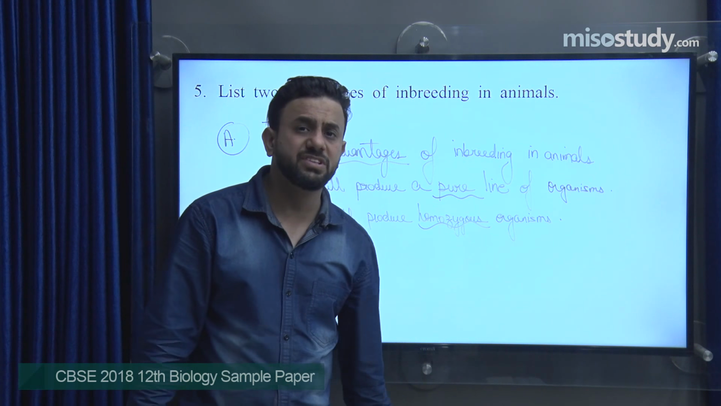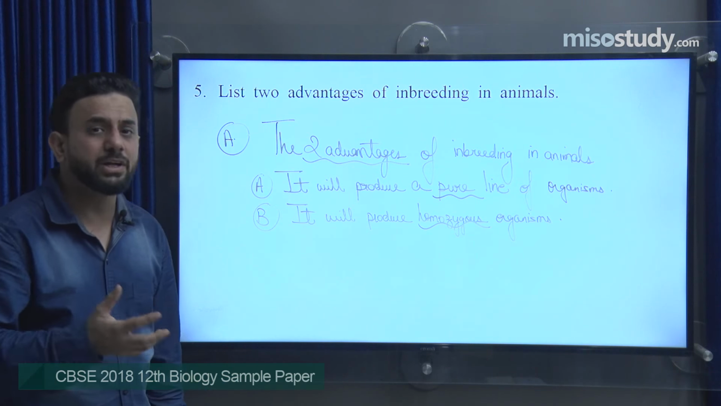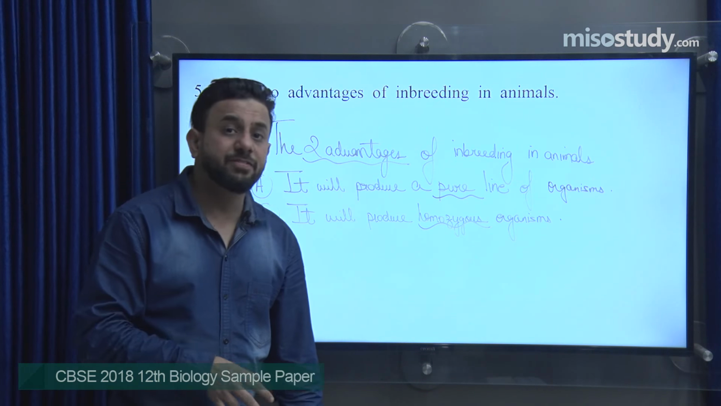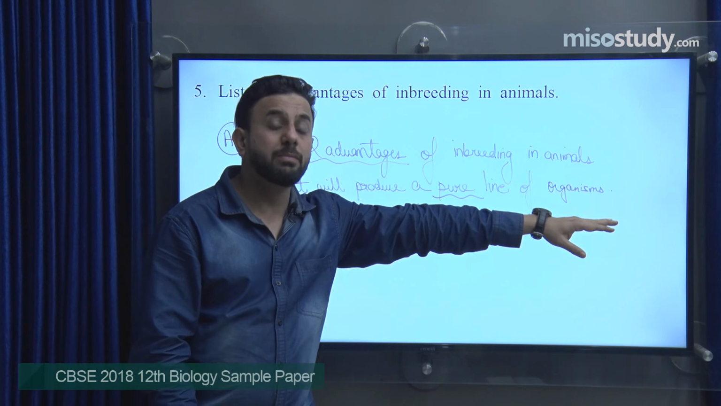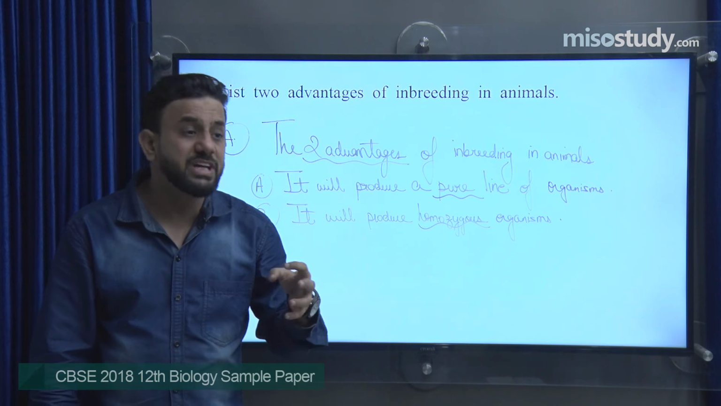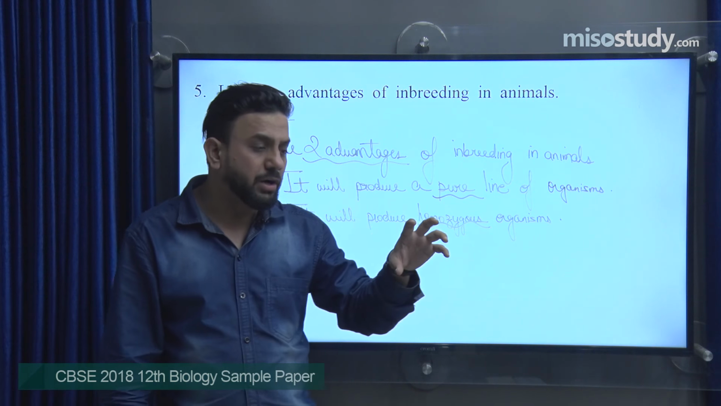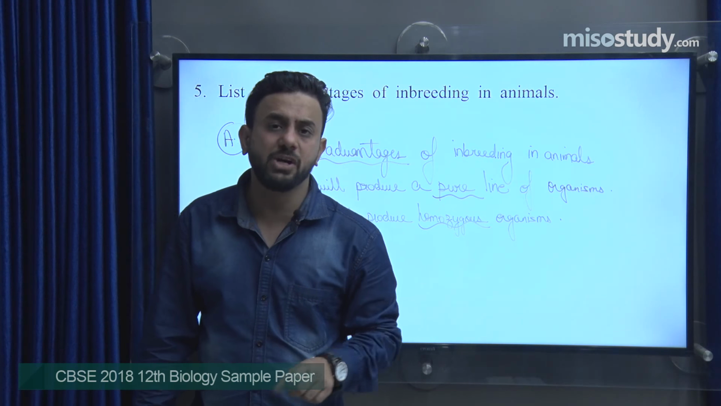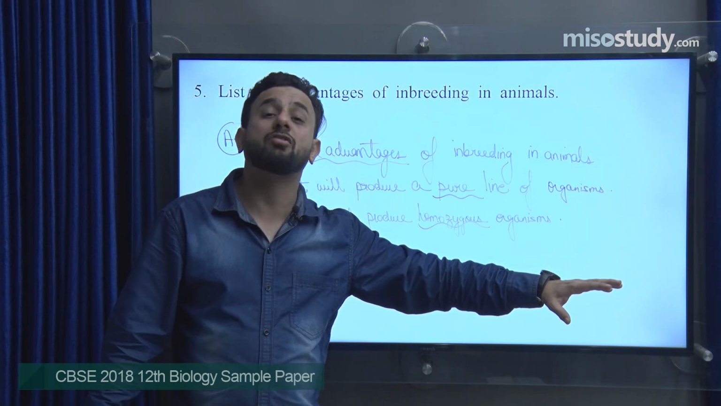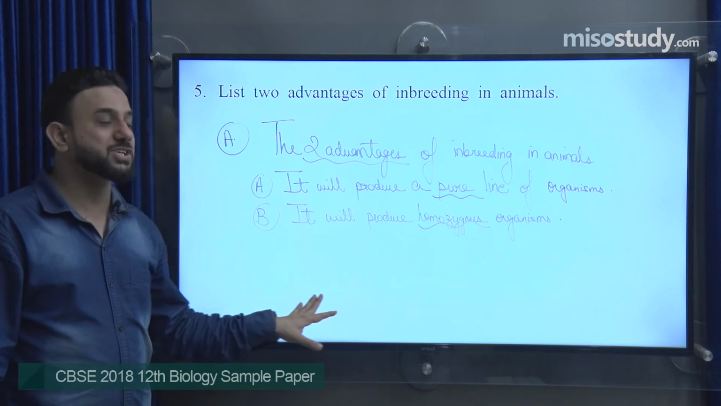What would be the disadvantage of this? Say a disease comes, or there is some calamity, an infection, a viral infection. Because this pure line has the same genes, there is no variation. If a virus or infection comes and affects this gene, then the whole cultivation of basmati will be wiped out. Then how will you eat basmati? So this is one of the disadvantages of inbreeding.